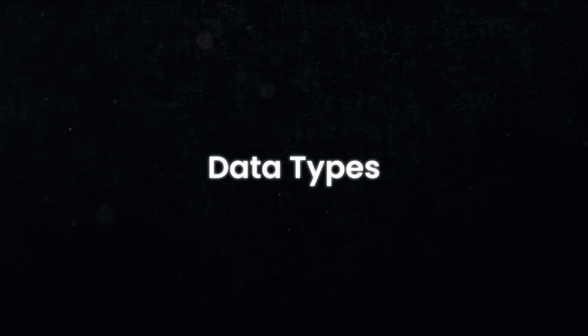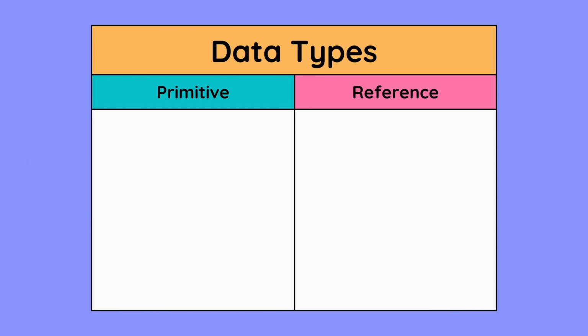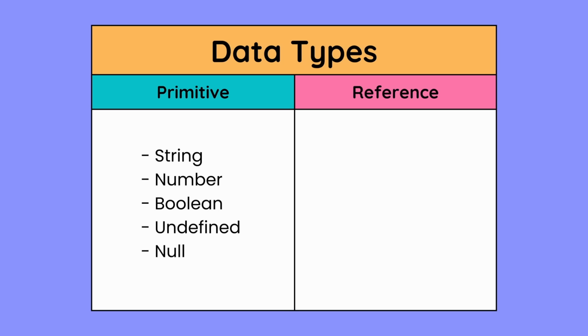Data types are fundamental concepts that you will come across in any programming language. In JavaScript, data types are divided into two main categories. Primitive data types, such as string, number, boolean, undefined and null, and non-primitive data types, like object and array. In this lesson, we'll focus on primitive data types.